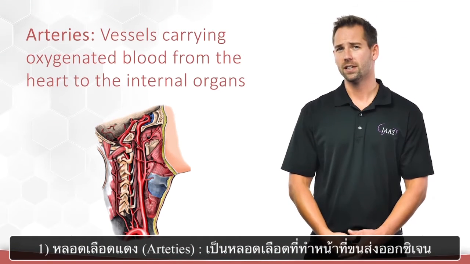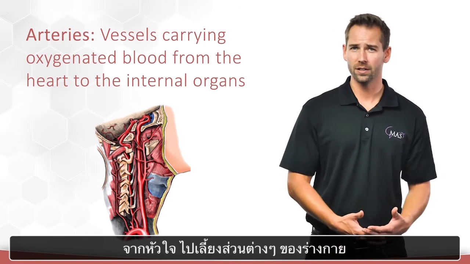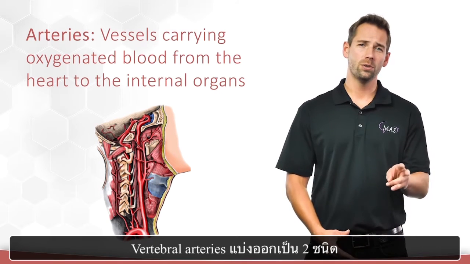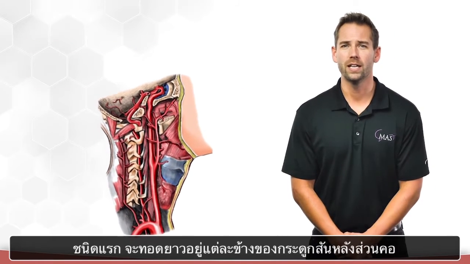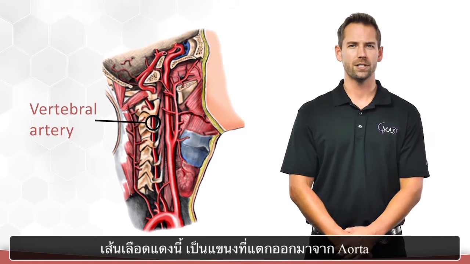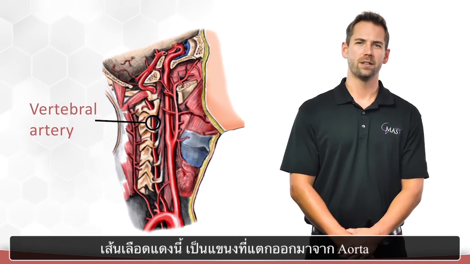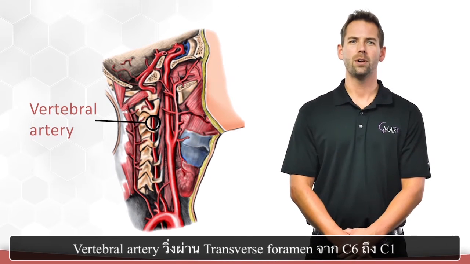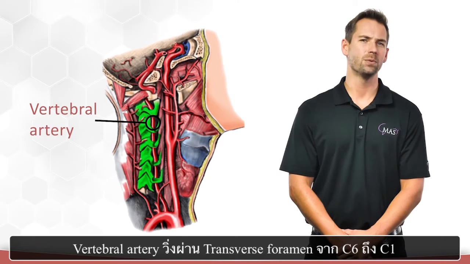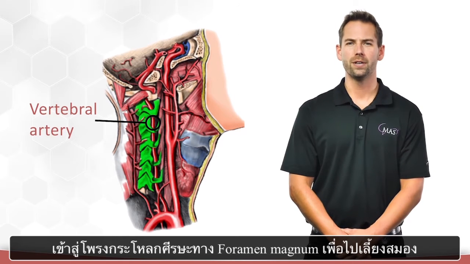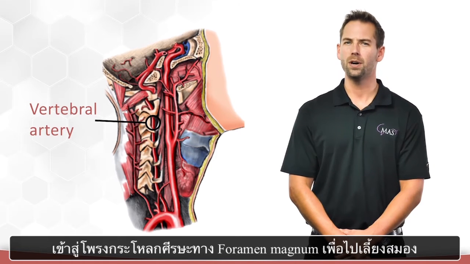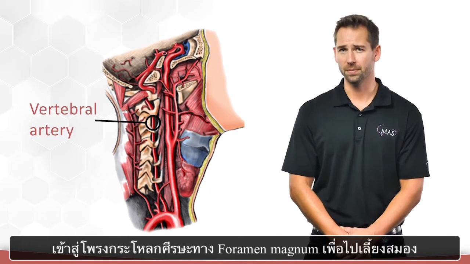Arteries are vessels carrying oxygenated blood from the heart to the internal organs and peripheral circulation. There are two vertebral arteries, one located on each side of the cervical spine. These arteries are branches of the vessels that directly exit from the aorta. The vertebral arteries ascend through the transverse foramen of C6 up through C1. Both vertebral arteries enter the skull through the foramen magnum, where they join together to supply blood to parts of the brain and the central nervous system.